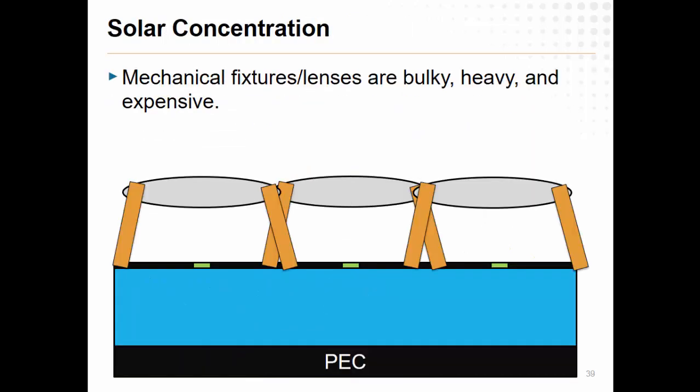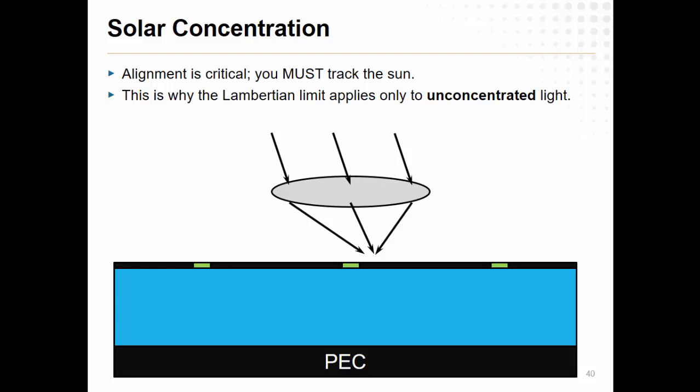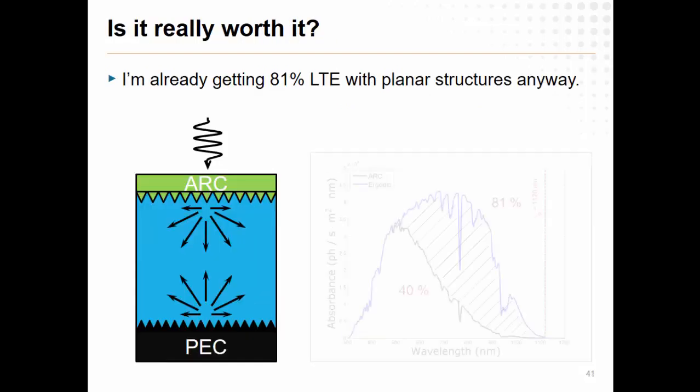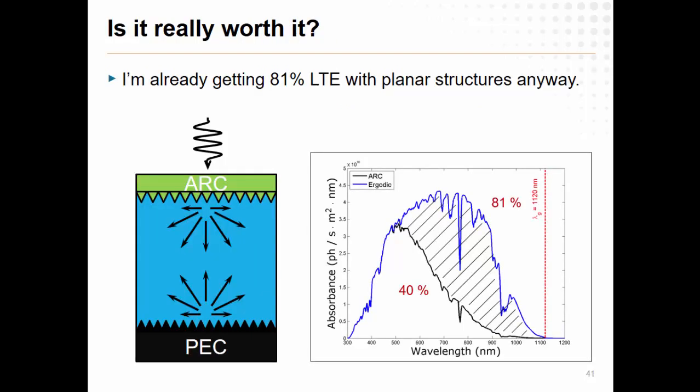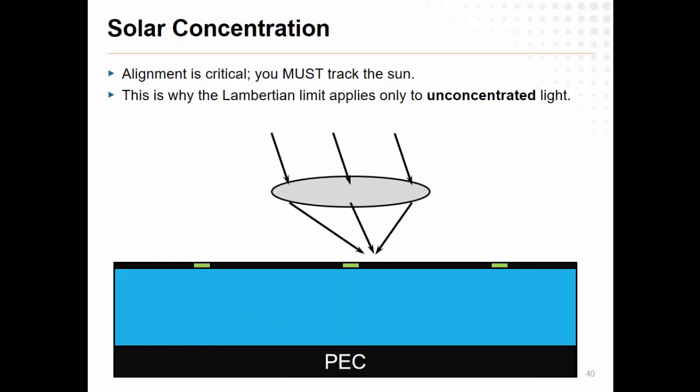Another interesting fact: we have to track the sun. It's expensive and bulky, and if I misalign at all, I lose a bunch of my efficiency. But let's not forget, I'm already trapping 81% of the light with 1 micron here. So suppose we go back here, and I'm doing this absolutely perfectly, trapping 100% of all the light onto the solar cell. How much efficiency improvement would I get from that? 25%. I went from 80 to 100. So if originally this thing was 10% efficient, and I put this on here, I could get to 12%.